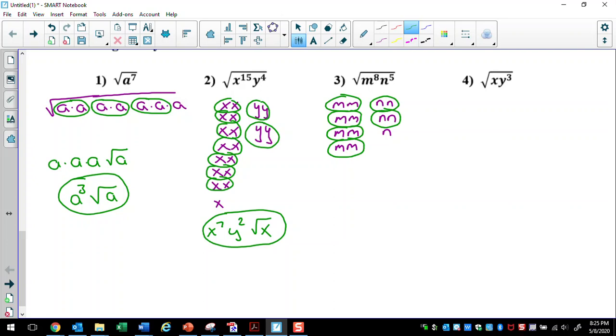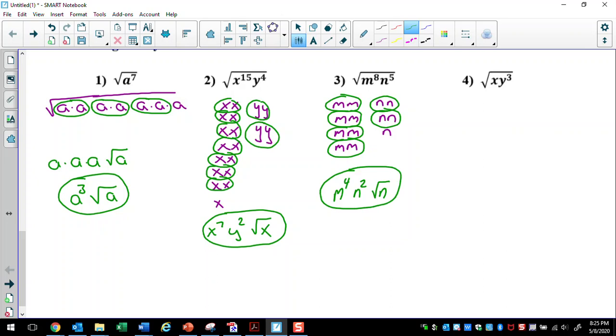So remember that pattern, 8 is even, so there won't be any left over. 5 is odd, so there'll always be 1 left over. So the answer would be n to the 4th, n squared, and then that 1 n left over. So I have 4 pairs of n's, so that's why we wrote 4 here. I have 2 pairs of n's, so that's why I wrote 2 here. The shortcut would have been, what's 8 divided by 2? 4. Right? 2 can go into 8 4 times. 2 can go into 5 2 times with 1 left over.